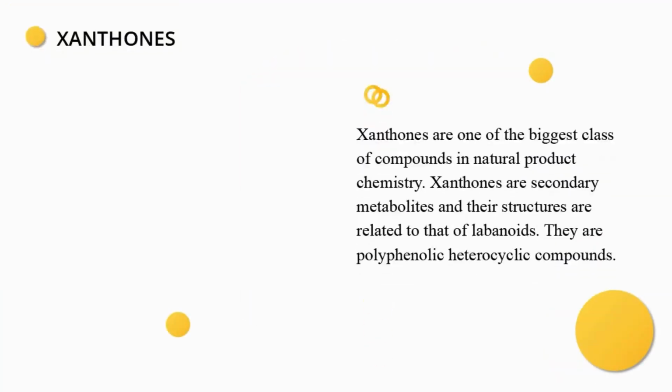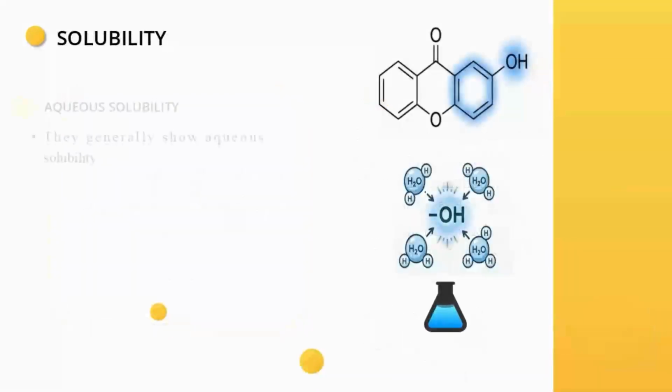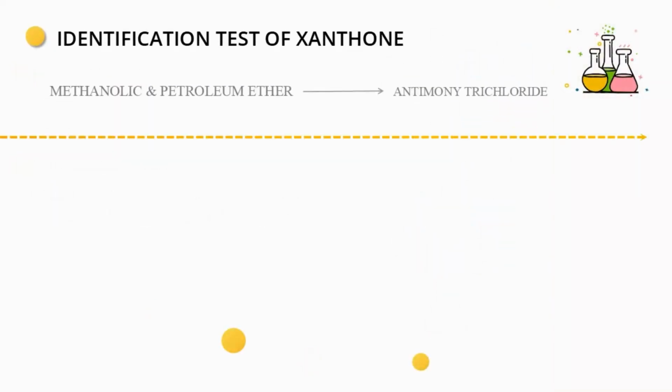Xanthones are one of the biggest classes of compounds in natural product chemistry. Xanthones are secondary metabolites and their structures are related to that of flavonoids. They are polyphenolic heterocyclic compounds. You can see over here the structures of xanthones, which consist of two phenyl groups. The second molecule is gratinine, which consists of a large number of polyhydroxyl and polyphenolic groups. Xanthones are soluble in water, and they are mostly soluble in hot water due to the presence of hydroxyl groups in the phenyl group. Now let's see how the xanthones are identified.